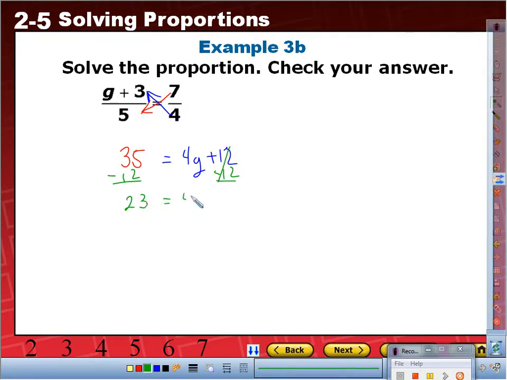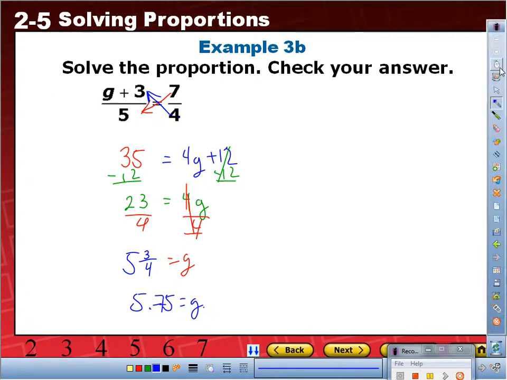That's right. Michael Jordan. 4g. So 23 equals 4g. What is the 4 doing? It's multiplying, so therefore we need to divide by 4 both sides. 4 divided by 4 is 1. 1 times g is g. How many times does 4 fit into 23? 5 times, and therefore we're left with 3/4. If you wrote it in decimal form, this is 5.75 equals g. Okay? All right.